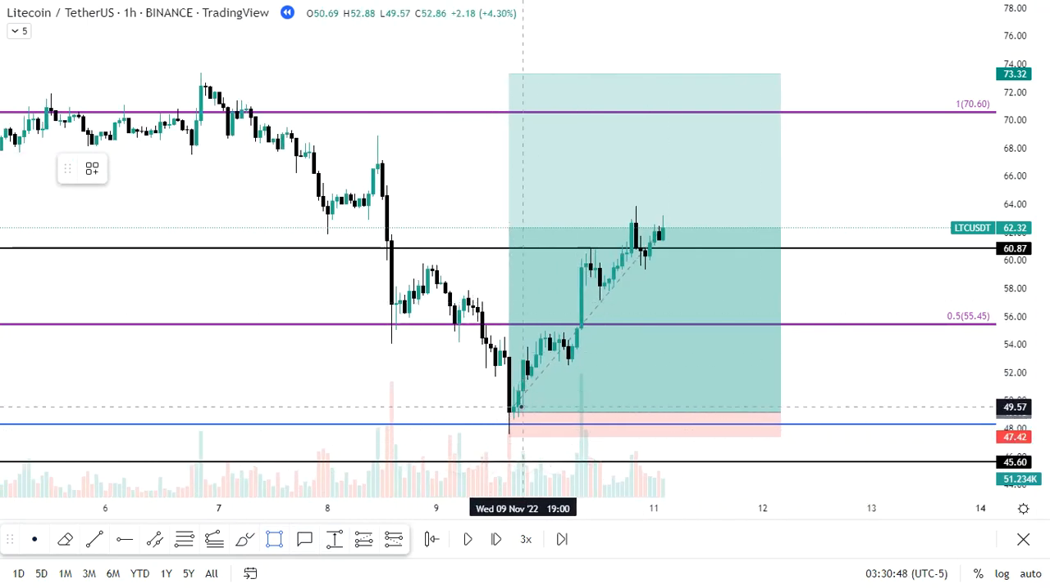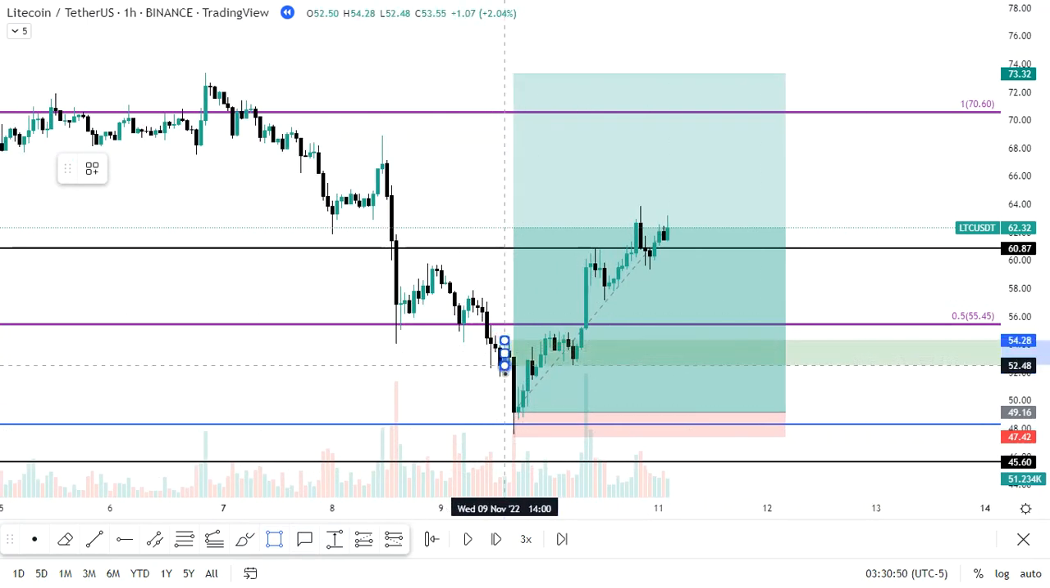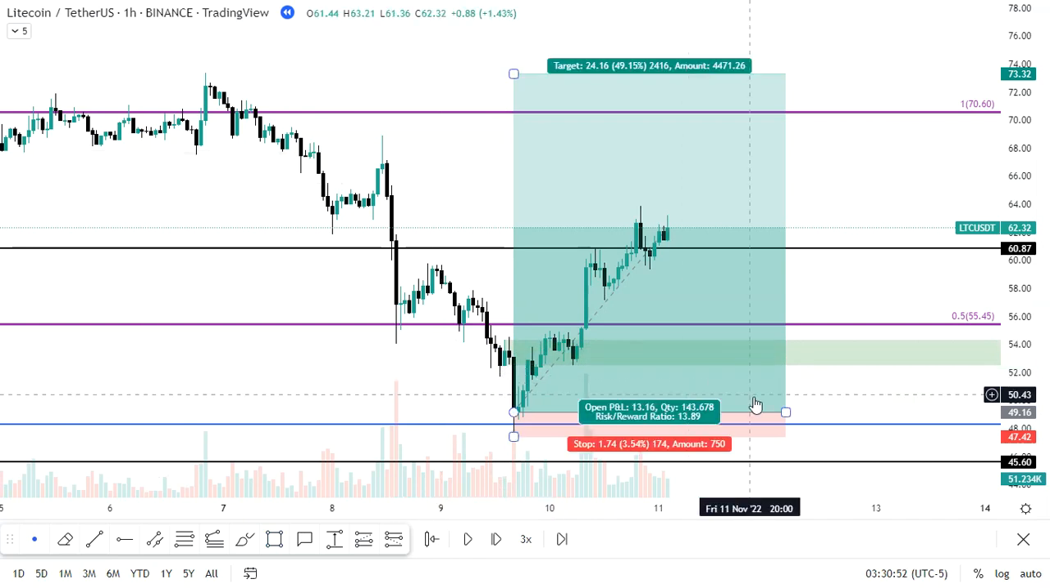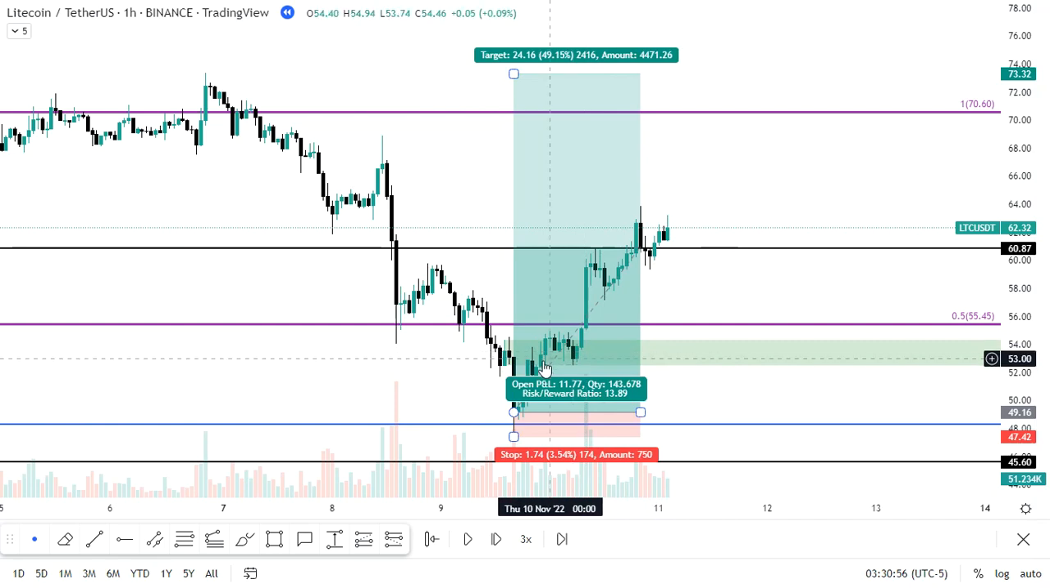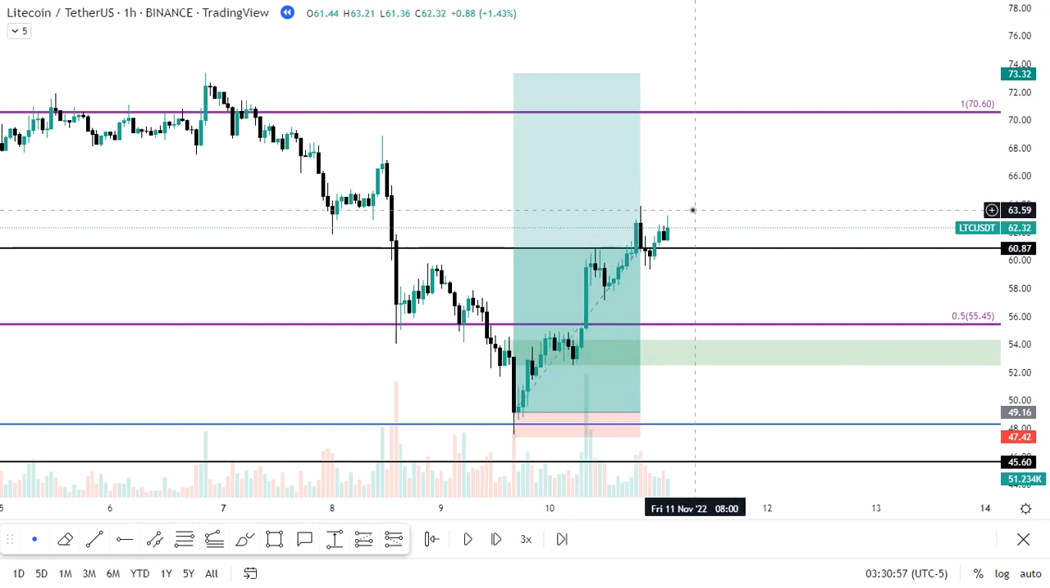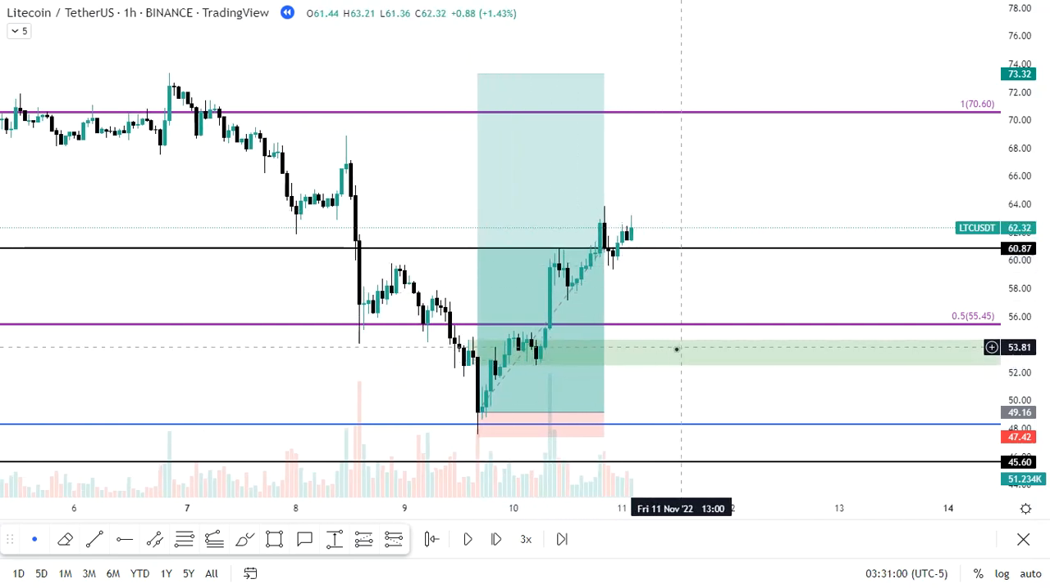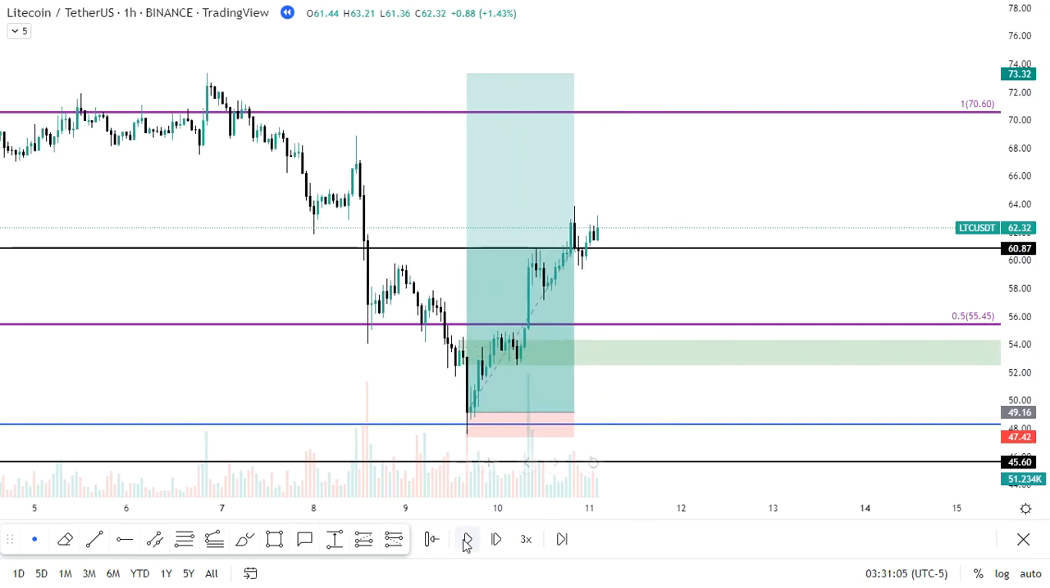You can see this down move caused by this hourly order block, and it got retested and price went up. So if price comes for the second time at this area, you can enter into that and place your stop below this area. Let's play it forward.